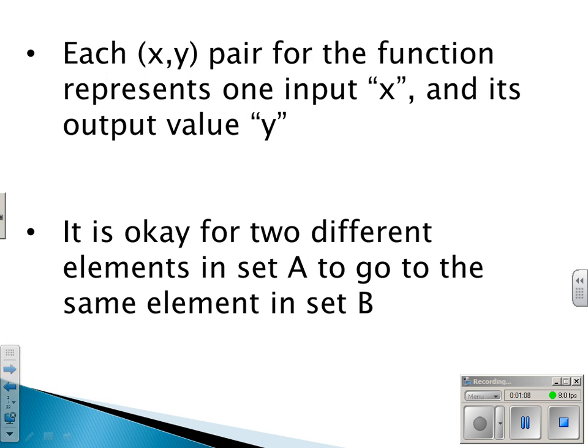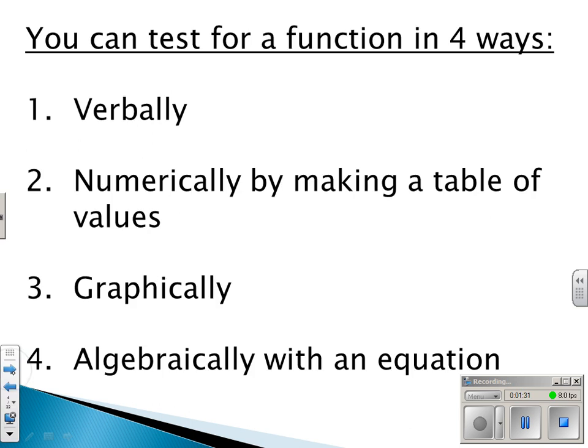Each xy pair for a function represents one input, which is the x value of the point, and its output value y. It's okay for two different elements in set A to go to the same element in set B. Okay? It's just one element of A can't go to two different pieces in B. Testing for a function can be done in four ways: verbally, numerically by making a table of values, graphically by drawing it out, and algebraically with an equation.